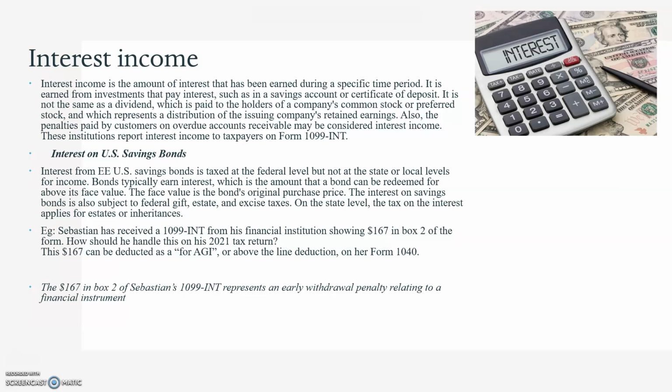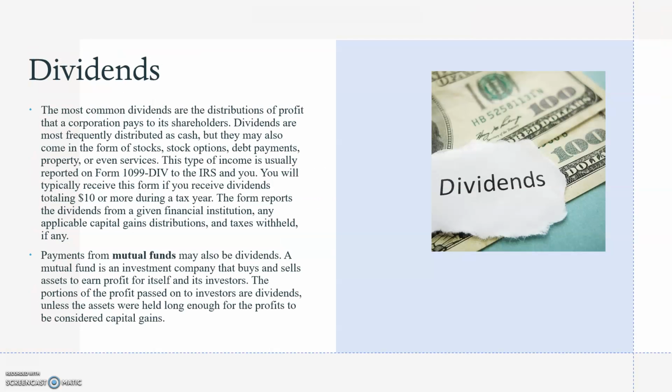Example: Sebastian has received a 1099 from his financial institution showing $167 in box 2 of the form. How should he handle this on his 2021 tax return? This $167 can be deducted as a for-adjusted-gross-income, or above-the-line, deduction on his Form 1040. The $167 in box 2 of the 1099-INT represents an early withdrawal penalty relating to a financial instrument. I hope that makes sense. I'm going to talk about dividends.